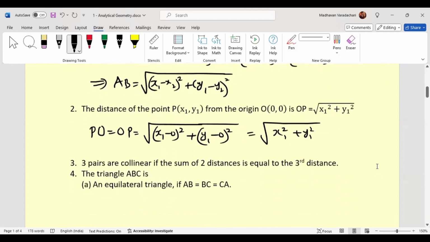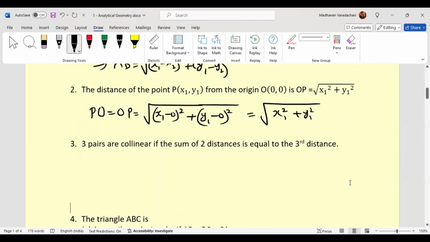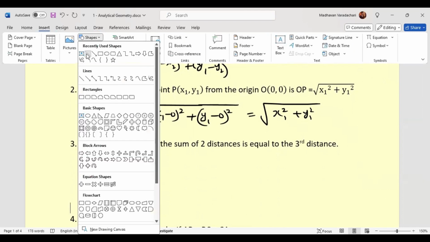Now let us move on to the third one. Three points are collinear. Collinear means they lie on a straight line. So let us draw one straight line.